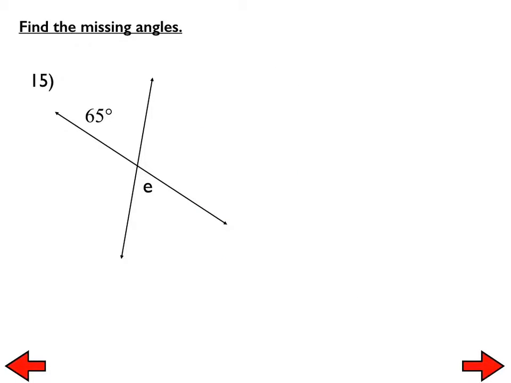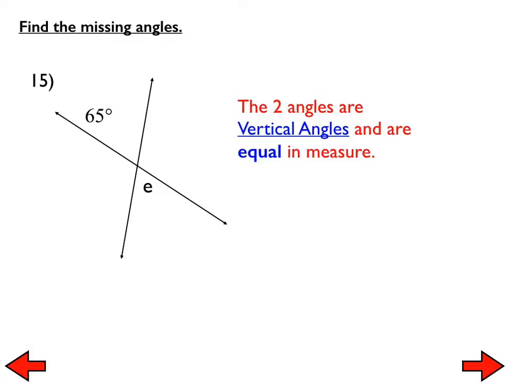15. This is what we learned today. We have 65 here, and it's opposite of angle E. What is that relationship called? Good. This is vertical. Please write vertical, V-E-R-T-I-C-A-L, not V-E-R-T-I-C-L-E. So vertical angles are congruent. They're equal in measure. So if this one is 65, then this one is 65. Measure of angle E equals 65.